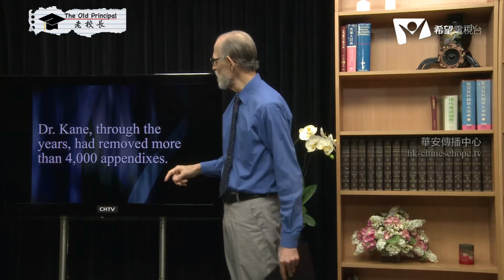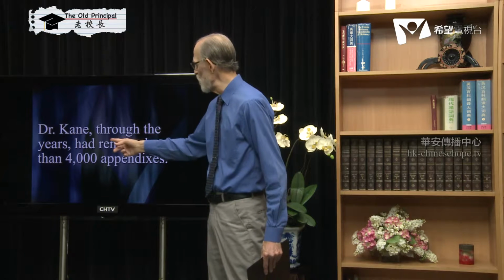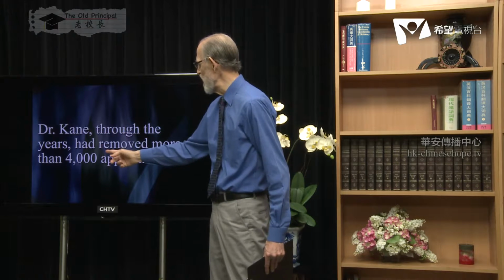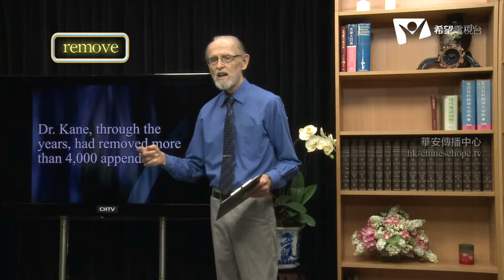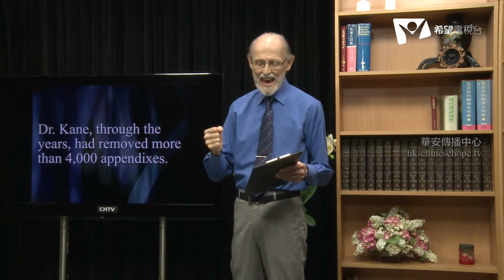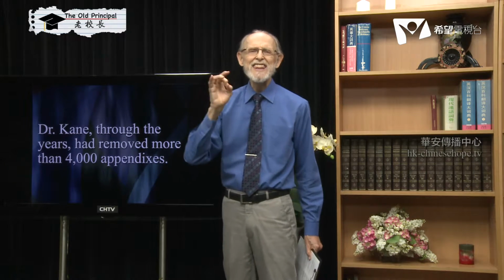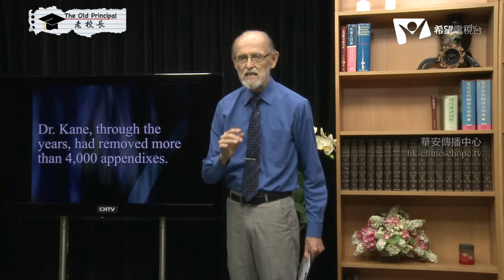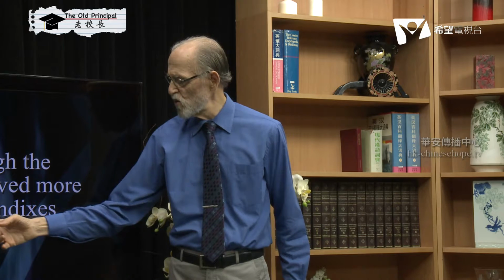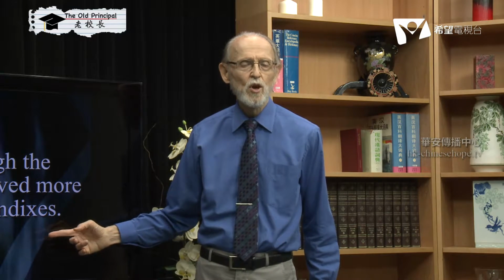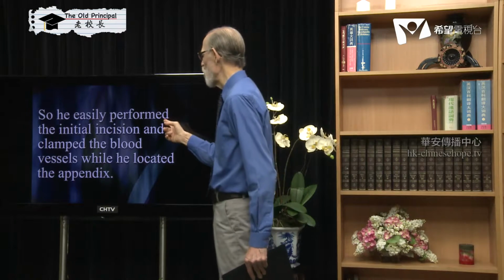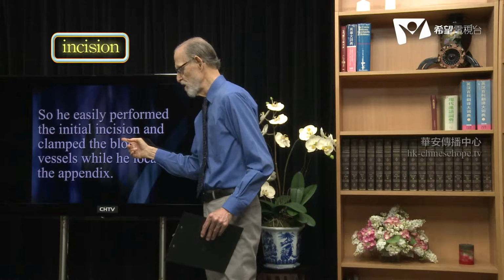Going on. Dr. Kane, through the years, 经过这么多年, Dr. Kane had removed 这个除掉, okay? He had removed what? 切除了 how many? 4,000 appendixes. 已经切除了这个4000多个这个盲肠. So, was he an experienced doctor? Was he an experienced surgeon? Yes. So, he easily performed the initial incision.